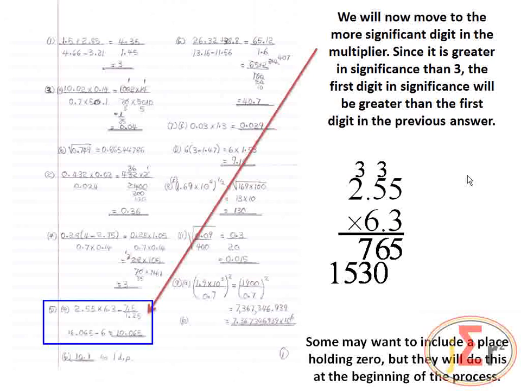Some may want to include a placeholder 0, but they will do this at the beginning of the process. There's your placeholder 0. But I guess most teachers will teach that the placeholder 0 be placed first. So after multiplying by 3, you put a placeholder 0, and then you begin multiplying by 6.